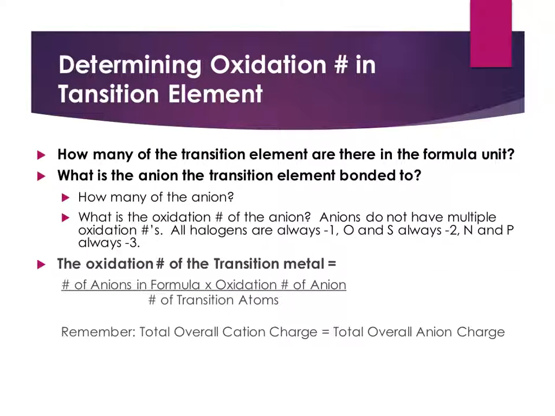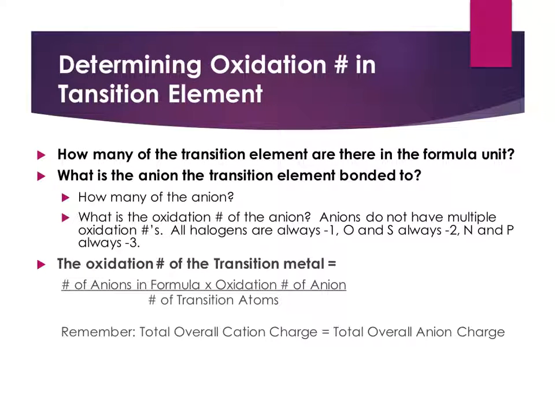Do I have 3, 4, etc.? Then the other important thing is you have to look at what it is bonded to, or what they are bonded to. So what is the anion the transition element is bonded to? And then the two questions you have to ask on that are, how many of the anions exist, and what is the oxidation number of that anion?